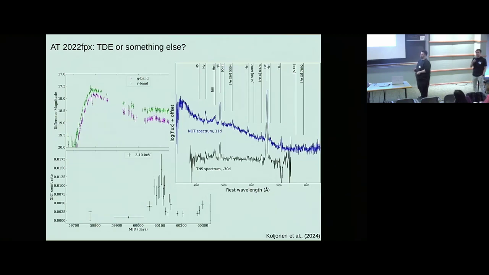Thank you. Actually, I had a question. For 22 FPX, I saw in the paper as well that MOSFiT was run on it to try to treat it like a TDE. But like you said, it's a pretty long-lived light curve. I'm just curious if you could speak more on, if it's not a TDE, since it's so odd, what else could possibly explain it?